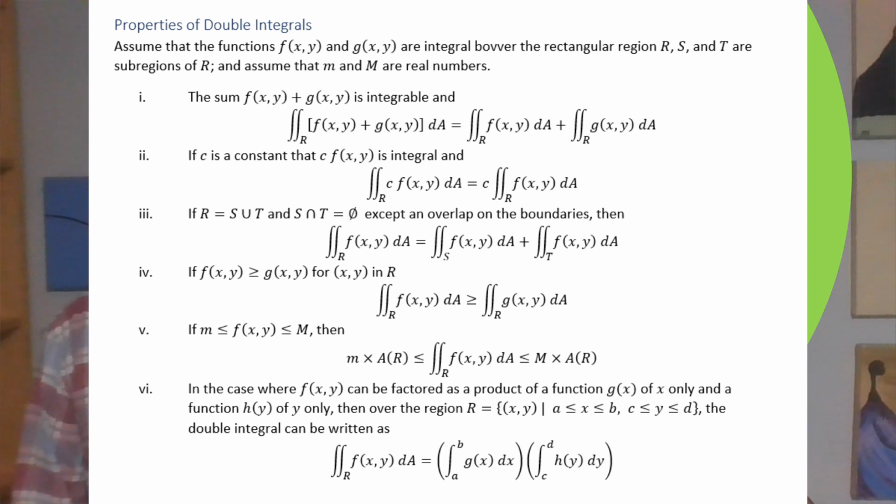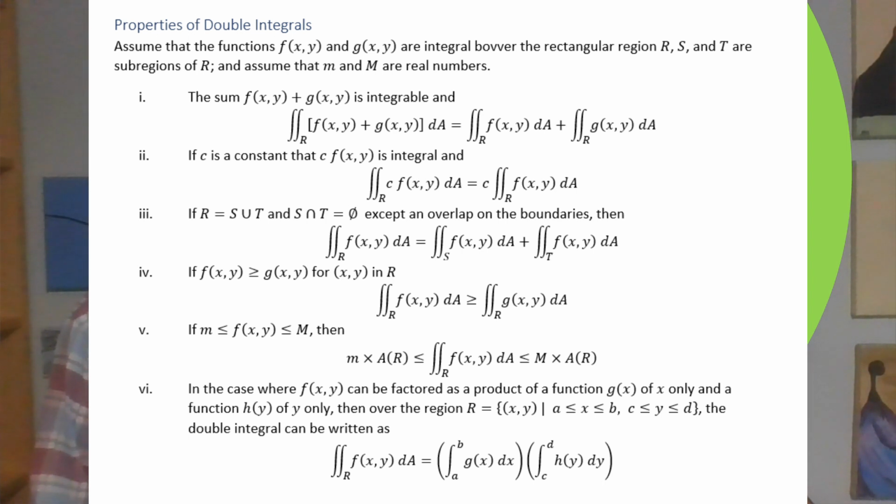So the first two are properties that we've seen before with single integrals, and in fact they're linearity properties of the integral. The third property takes a look at splitting up your rectangular region R into S and T, and making sure that S and T do not intersect, so they don't overlap. Then the double integral over the big region R is going to be equal to the sum of the double integrals over the other two smaller regions.